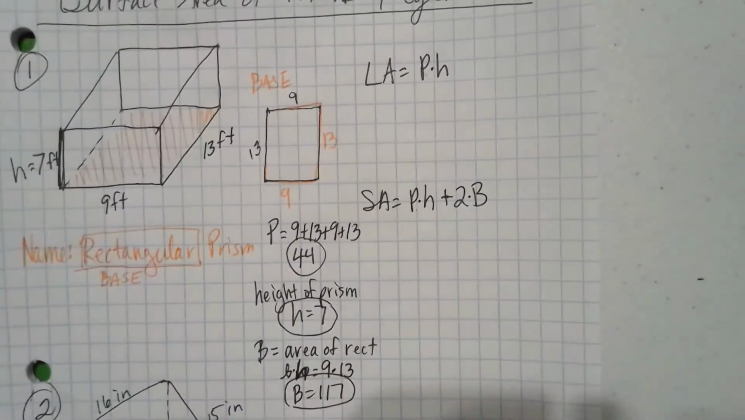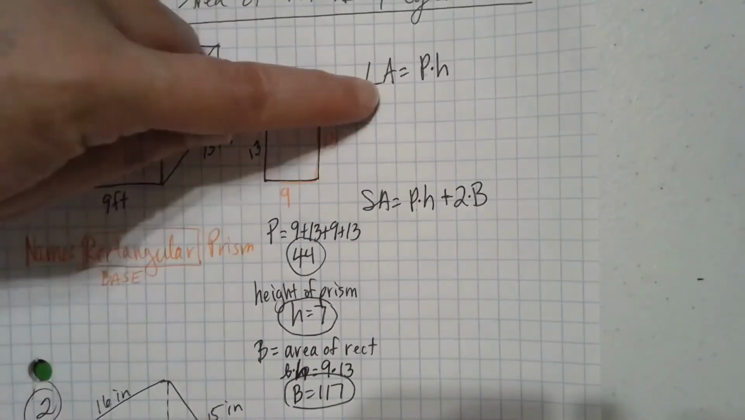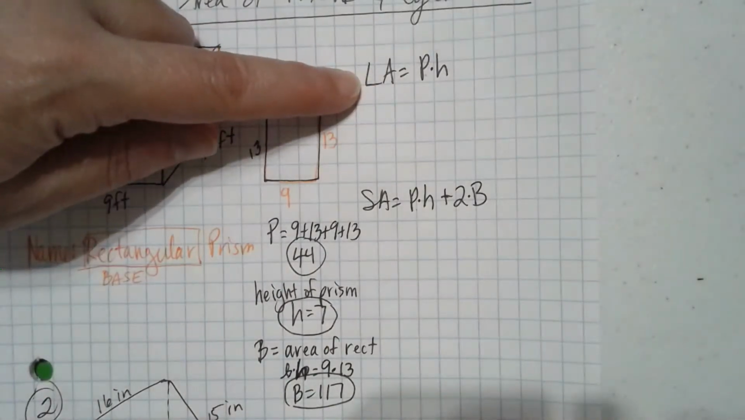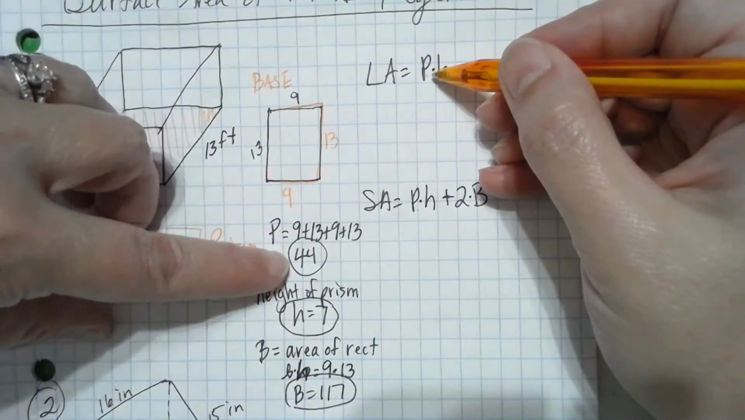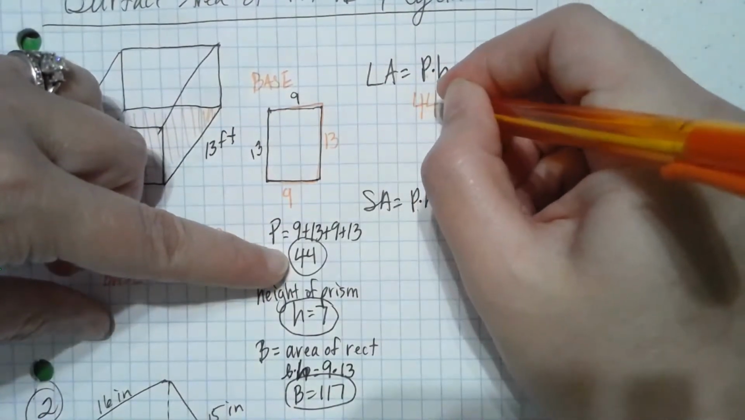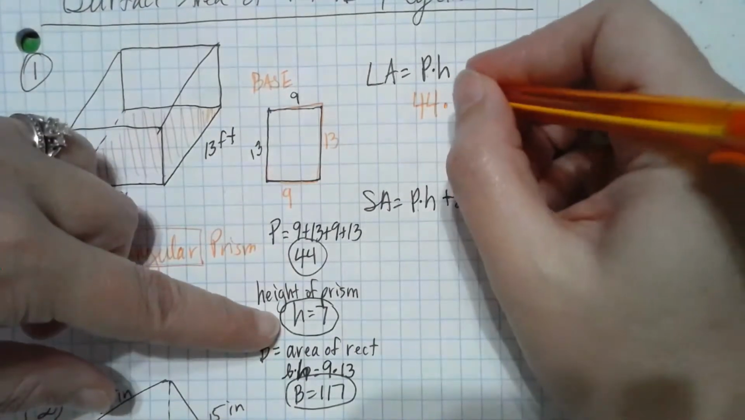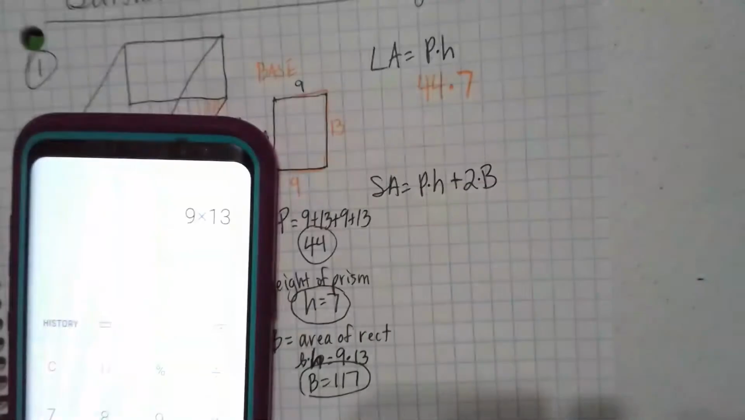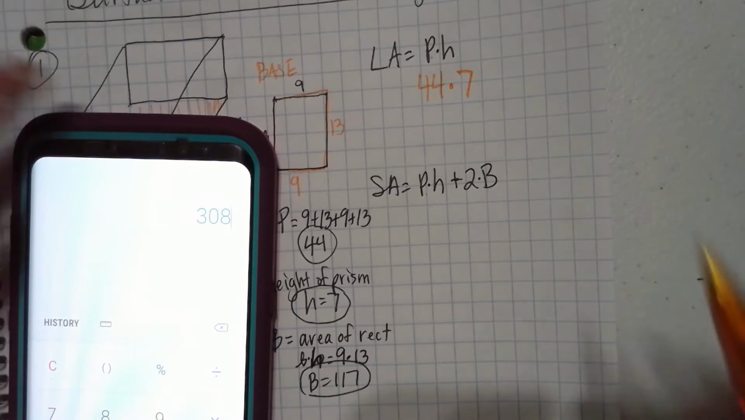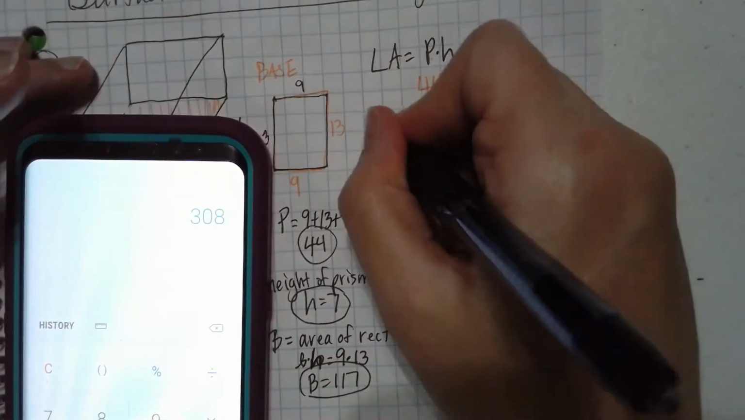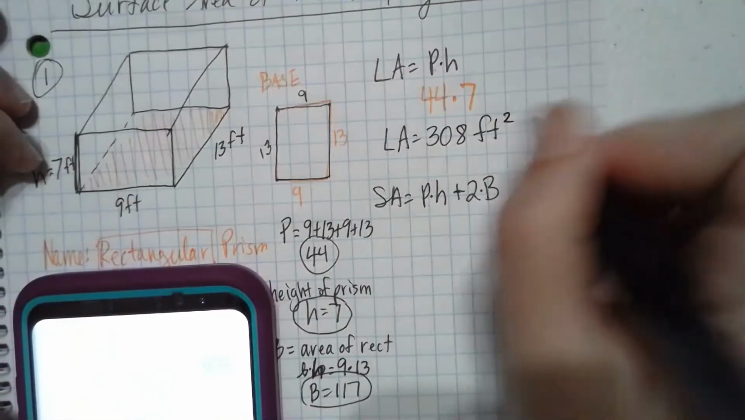Okay, so here's the nice thing. Now that I have these 3 values, this just becomes substitution. So we're going to go up here to our formula for lateral area of a rectangular prism, and capital P is going to be replaced with a 44, and there's a times sign after it. H is the height of our prism. We're going to replace that with a 7. So I'm going to pick up my calculator and do 44 times 7, and we get a lateral area of 308, and these are feet squared.